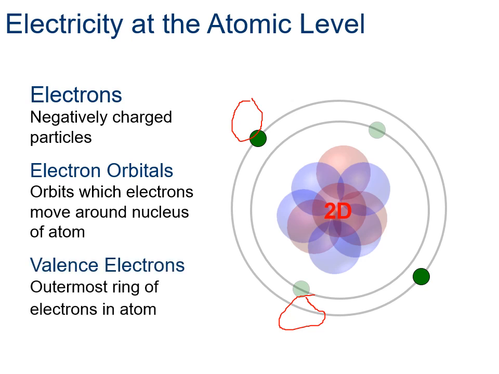The valence electrons are the ones on the outside. Those are the freest ones. Those are the easiest ones to release and be able to run around a circuit to produce electricity.